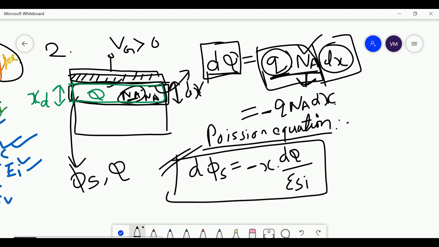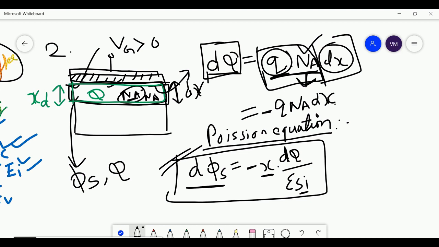What does it say? I am again repeating. It says that the potential of that area, what is that potential? That is phi s. S means surface potential, because this depletion layer is at the surface of the silicon, the surface of the MOS structure. That's why I've taken phi s. That is equal to minus the length of that depletion layer, multiplied by the charge of that depletion layer divided by the permittivity of that depletion layer.